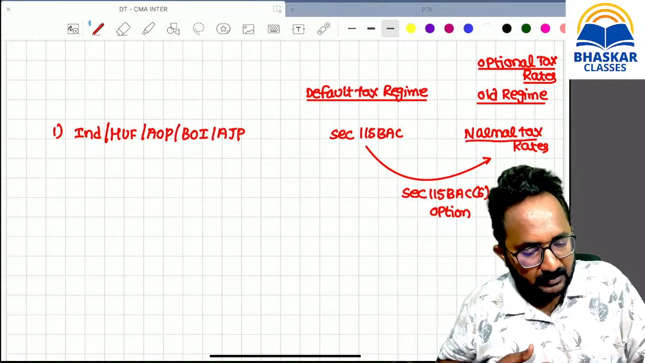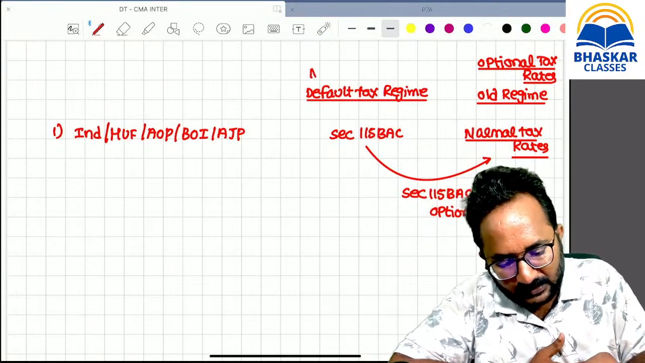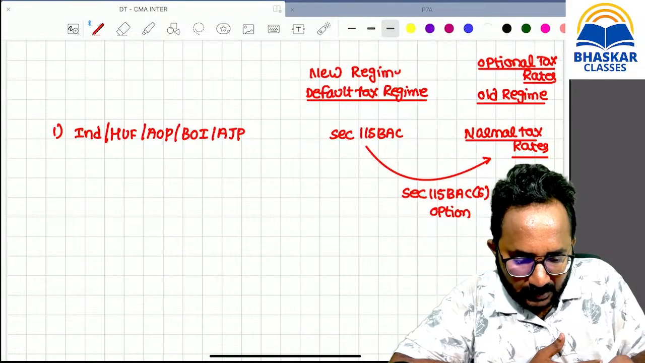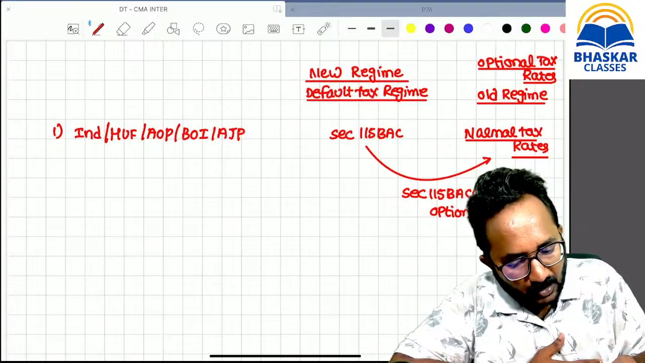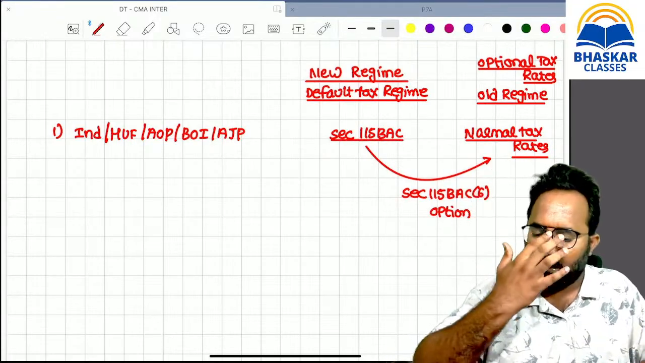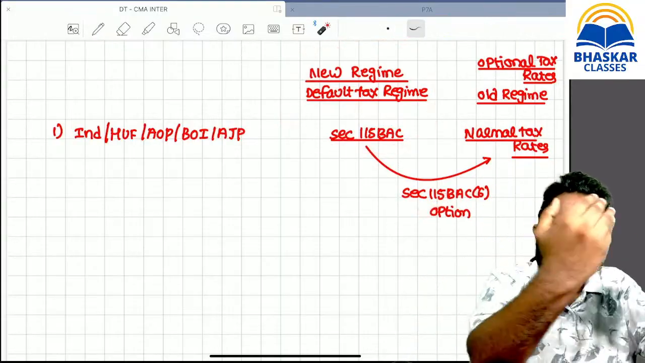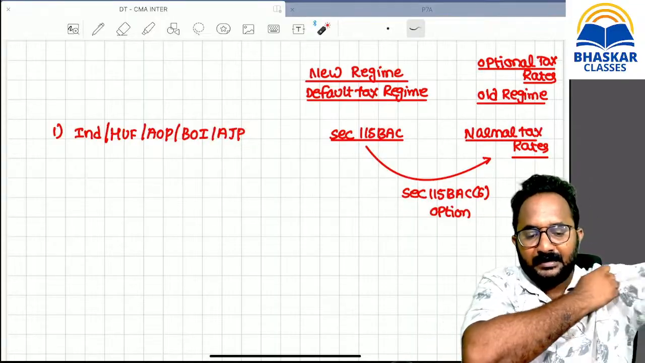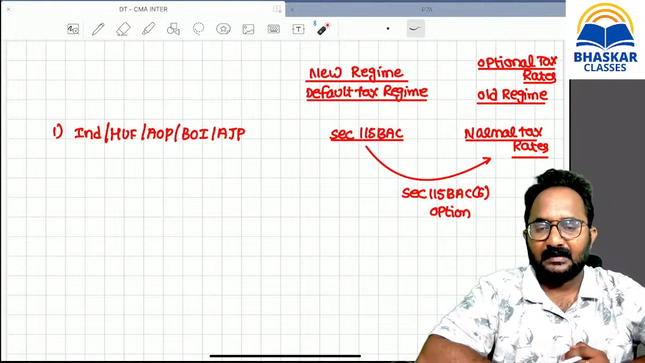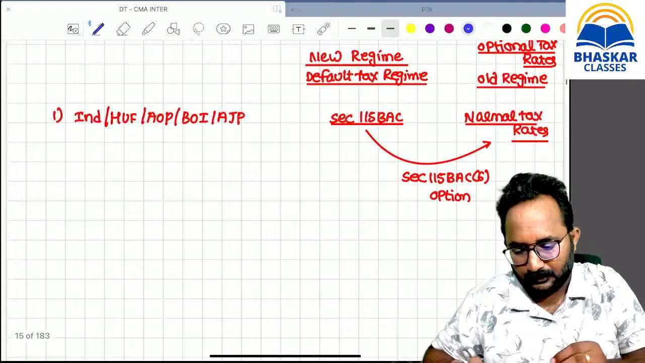Can you tell me what is the default tax regime, or we can say the new regime? The default tax regime or new regime under section 115BAC is now the default one. If you don't want to follow it, you can shift out from this one to the other one, that is the normal tax regime, old regime or optional tax rates. What is that option? 115BAC subsection 6. Now, second one.